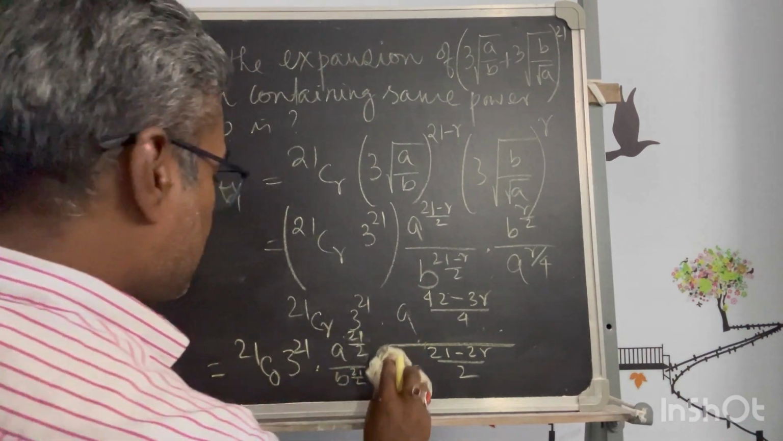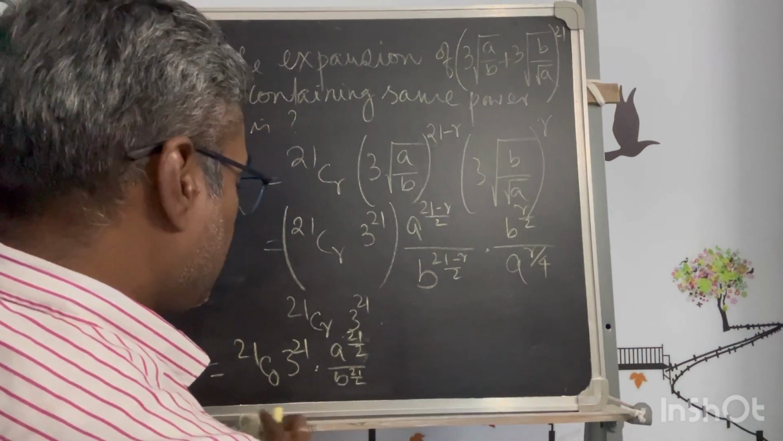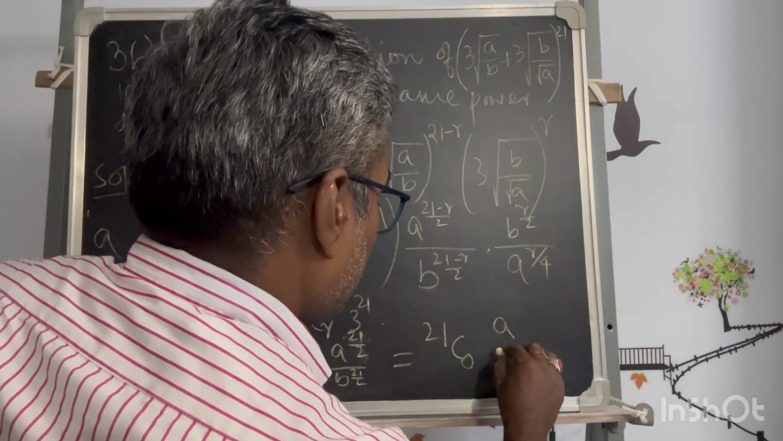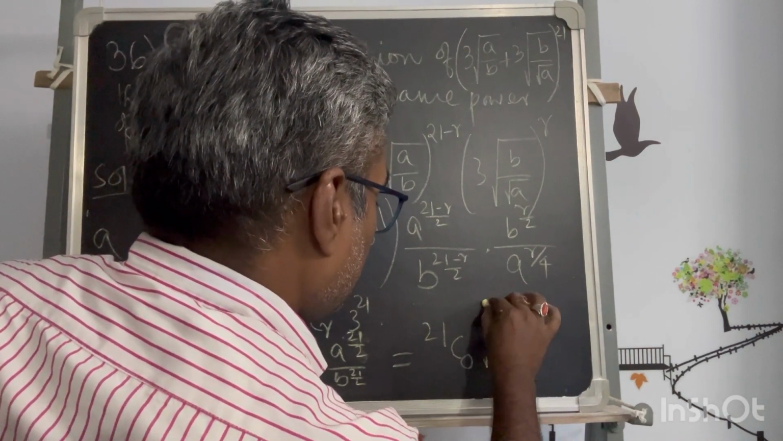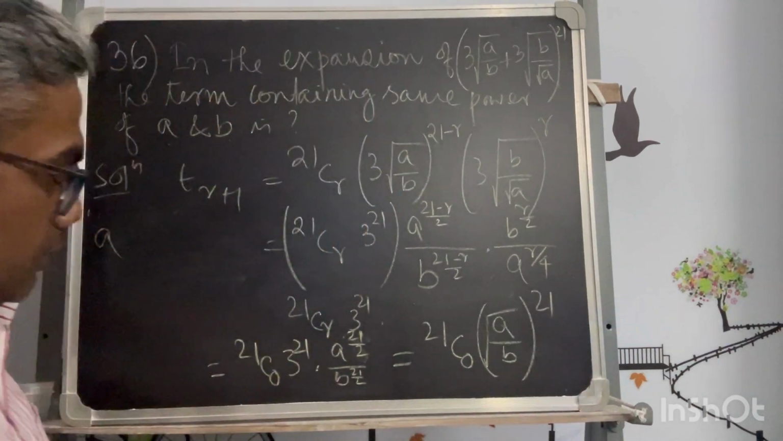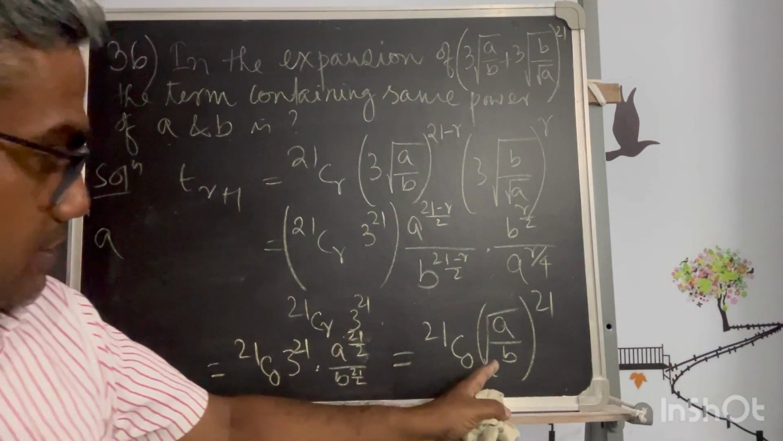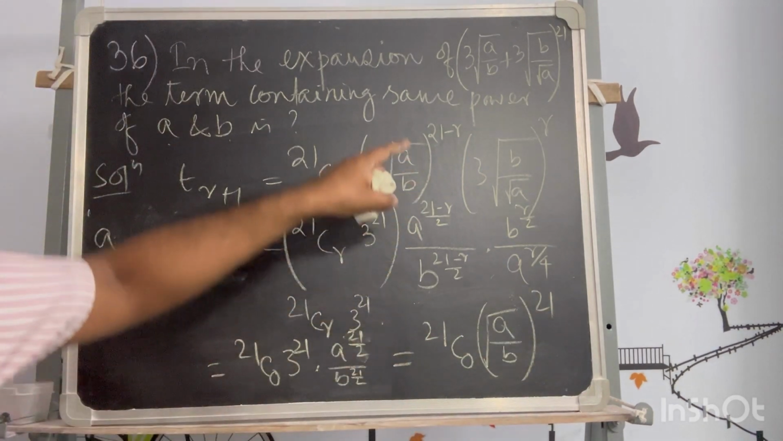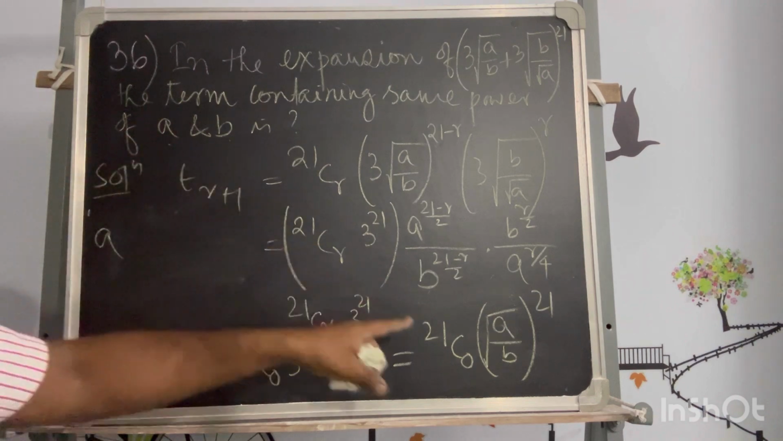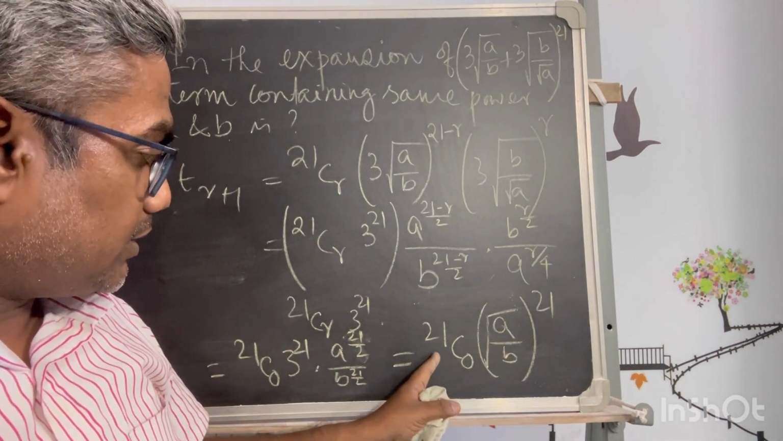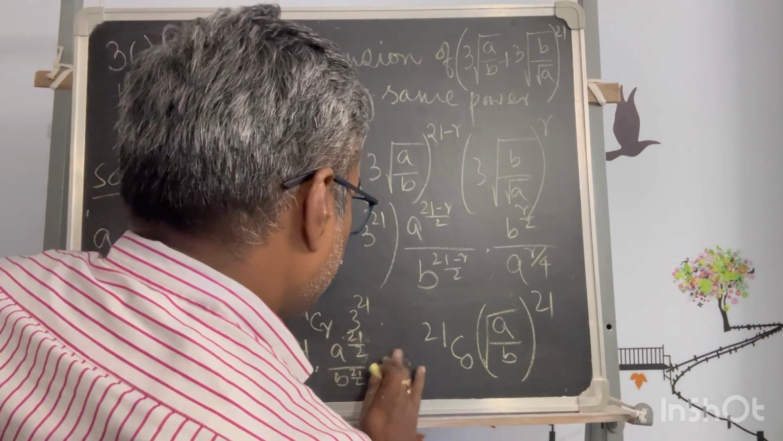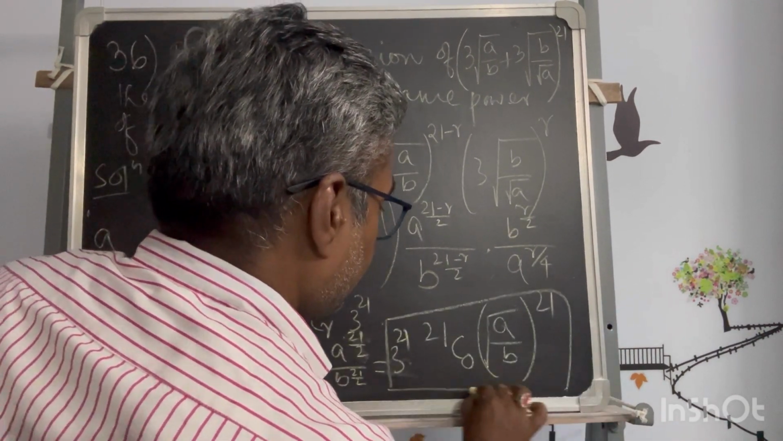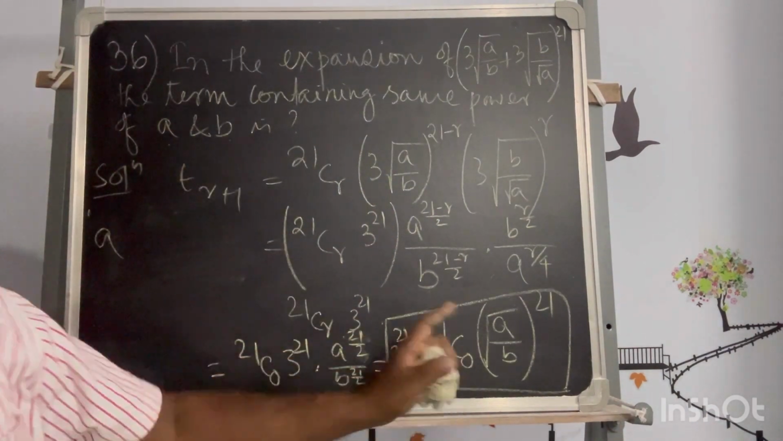So both powers are the same, so ultimately my term will become 21C0 and under root of A by B, whole to the power 21 by 2. So under root of A by B will give you the same answer, because our A and B power is the same, that also being established, and the term will carry another 3 to the power 21. So this is the term where A and B power will be the same.